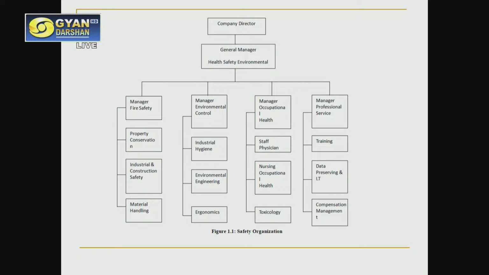In professional service, the department should provide proper training for all the industrial persons, preserve the various data, maintain the information technology, and provide compensation by management. These are the structures of the safety organization and the functions of the safety organizations.